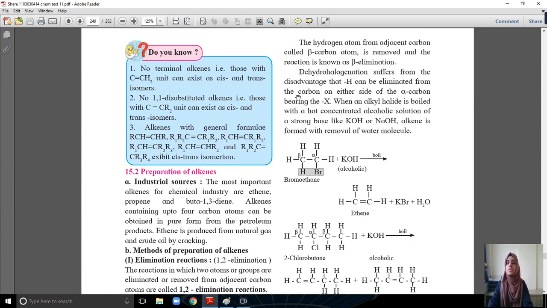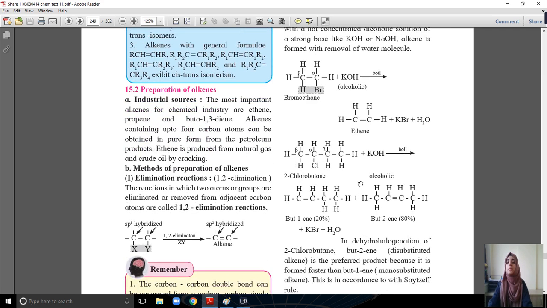Dehydrohalogenation suffers from the disadvantage that hydrogen can be eliminated from the carbon on either side of the alpha carbon bearing the X. When the alkyl halide is boiled with a hot concentrated alcoholic solution of a strong base like KOH or NaOH, alkene is formed with removal of a water molecule. See here, in this molecule there are only two carbon atoms, one alpha and one beta. But in 2-chlorobutane, the carbon having chlorine is alpha carbon, and there are two adjacent carbon atoms.